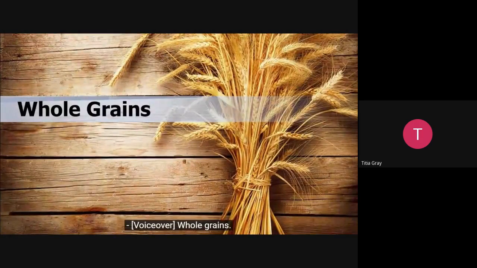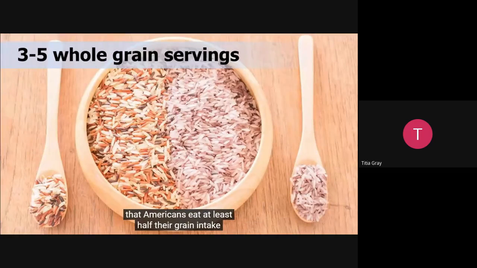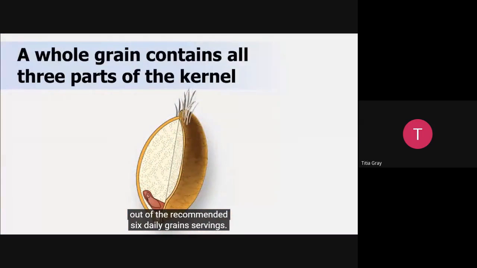Whole grains. Everyone's talking about whole grains. The U.S. 2010 Dietary Guidelines recommend that Americans eat at least half their grain intake as whole grains. This means everyone age 9 and up should eat 3 to 5 servings or more of whole grains every day out of the recommended 6 daily grain servings. So what is a whole grain?